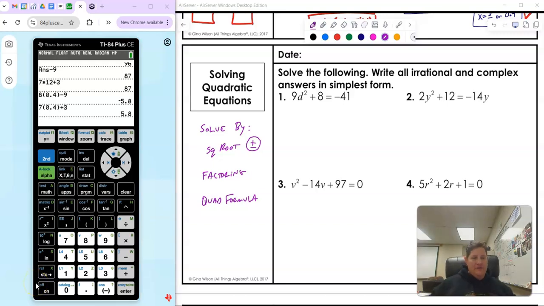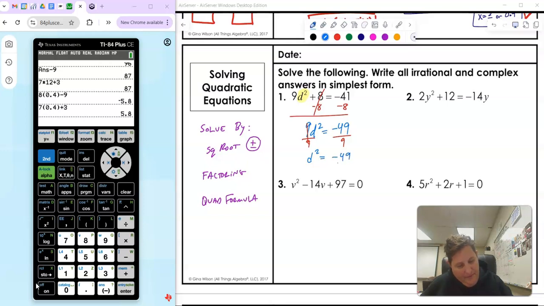Okay, so the kind of problems that you'll do square rooting on is a problem that just has something squared, and you know everything else you can move to the other side. So for example, minus 8 on both sides. Okay, so I get 9d squared equals negative 49. Alright, divide both sides by 9. Now this problem is a little messy. I probably would give you something maybe a bit easier than this. I'm going to leave that as negative 49 over 9 and just show you how you write your answers, okay?